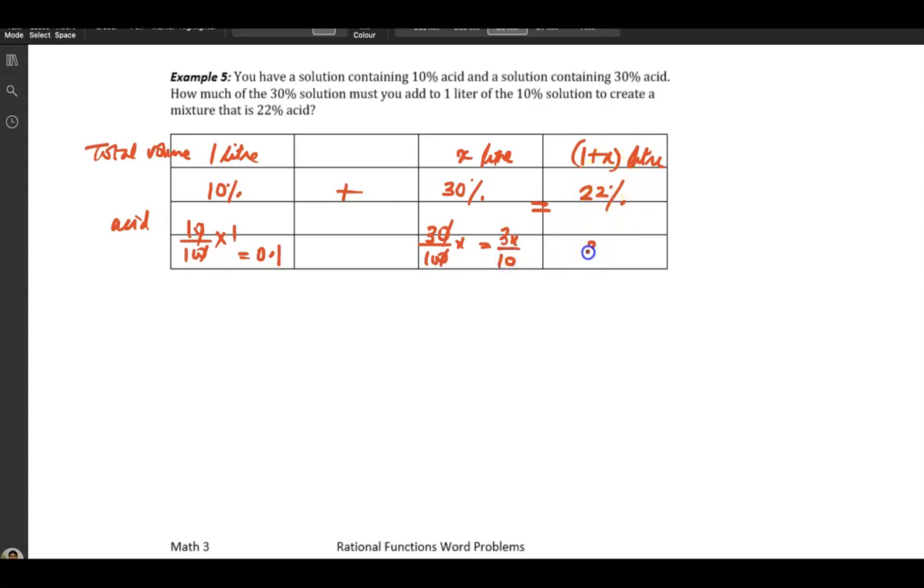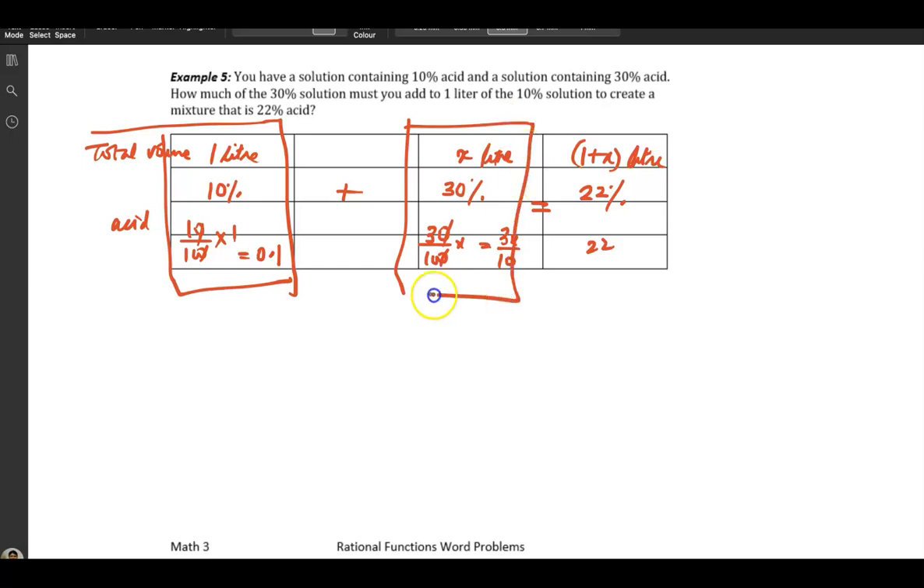Are you following that? This is my first solution, this is my second solution, and this is my mixture. This is 22% of 1 plus X. Last time also you could have done it this way, the alternative way.